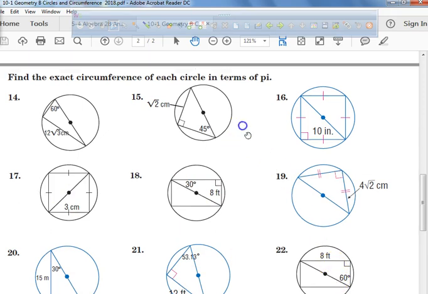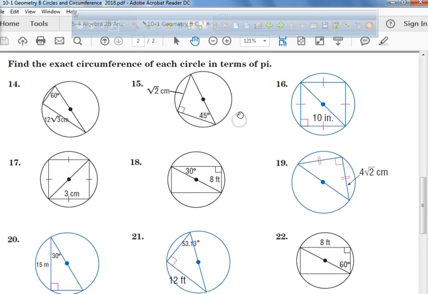Okay? So right now, I want you guys to find the exact circumference of each circle in terms of pi. So no approximate values. I should not see lots of decimals. I should just see exact values. Good.